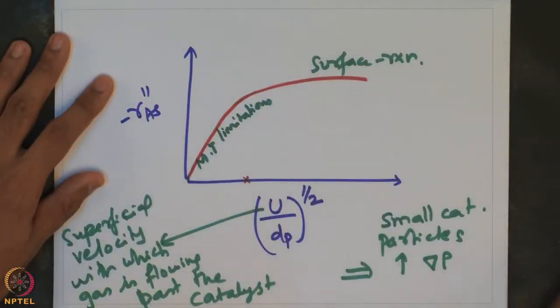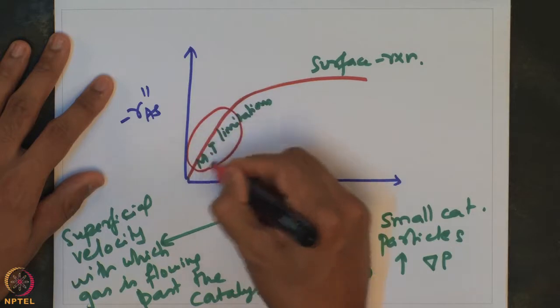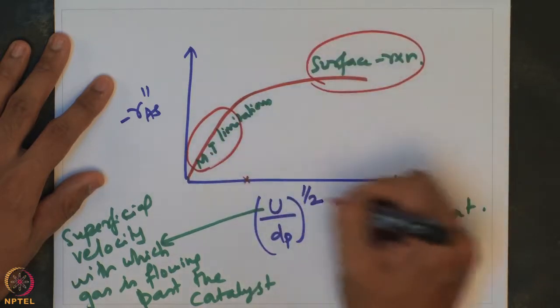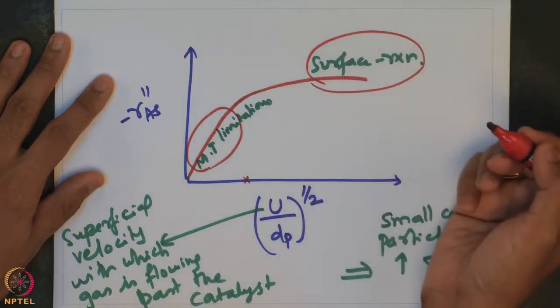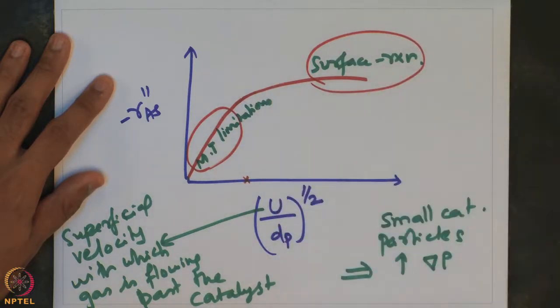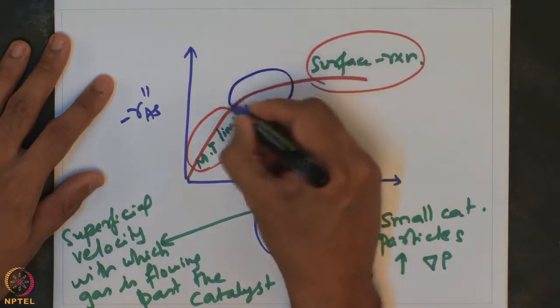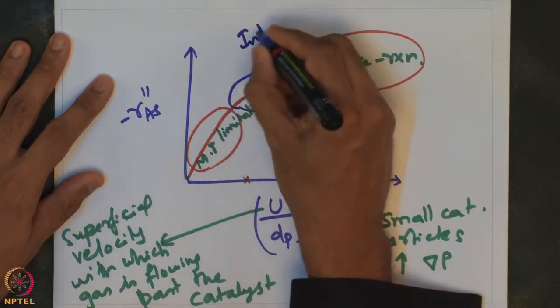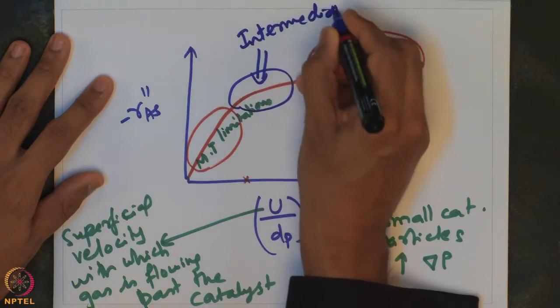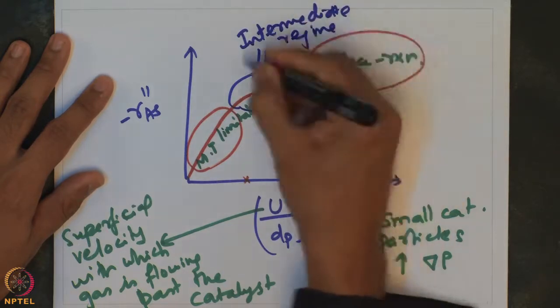For example, if you look at this curve here, in the initial small velocity ranges, small u ranges, it will be mass transport limiting, and for very high u for a fixed particle diameter it will be surface reaction controlling. But in the intermediate regime, where neither the mass transport nor the surface reaction might be controlling, it is the effective rate constant, which considers both the effects of surface reaction and the mass transport of the species from the bulk to the catalyst surface, that has to be used.